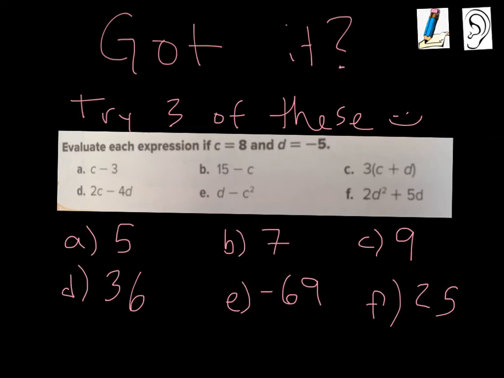As we come back together, here we have our answers at the very bottom. A was 5, B was 7, C was 9, D was 36, E was -69, and F was 25. I'm not going to go through each one of these because you only did 3 of them. If you have questions about how I got those problems, go back and try them again. Otherwise, make sure that you're asking us questions when we come together. Okay? So if you understood those, that's fantastic. If not, now we've got questions for tomorrow.